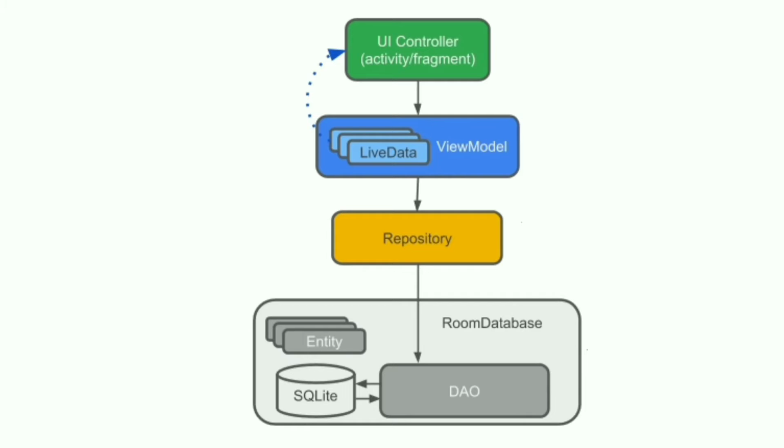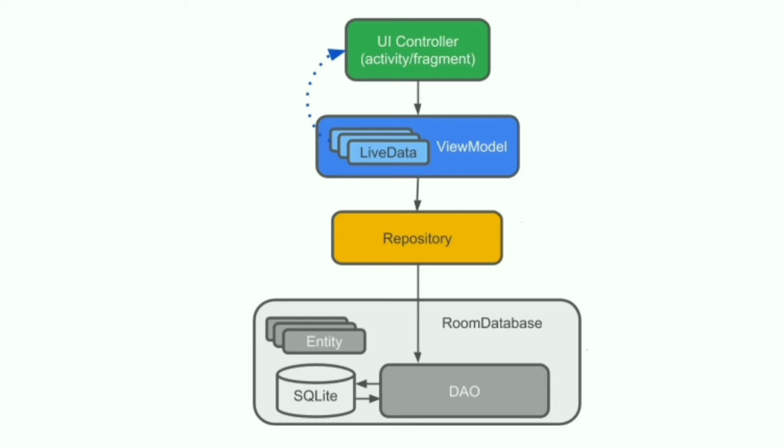Repository. It is a class that manages data sources. It also provides a clean API to communicate with the database. In our project, the repository class is defined in the file noderepository.kt. ViewModel. It provides data to the user interface and acts as a communication center between the repository and the UI. In our project, the ViewModel class is defined in the file nodesviewmodel.kt.